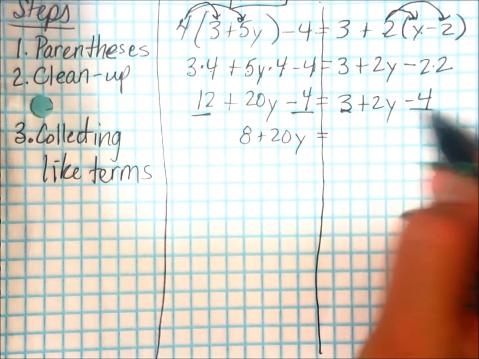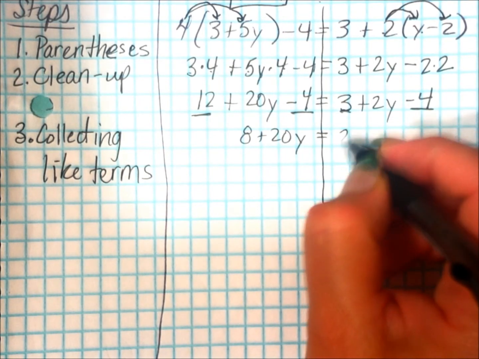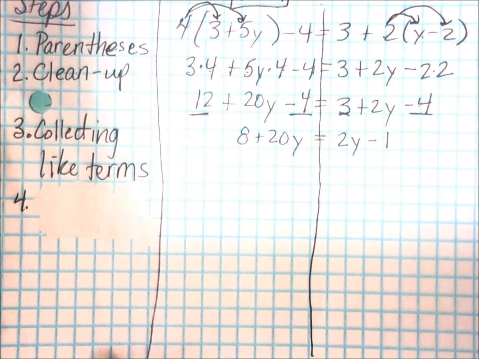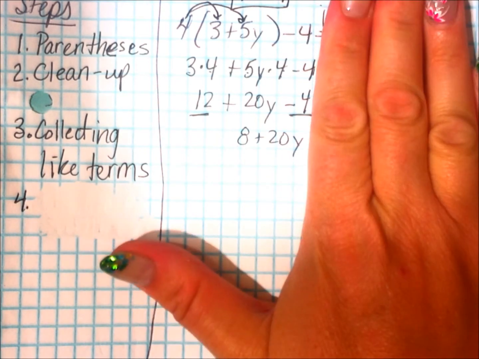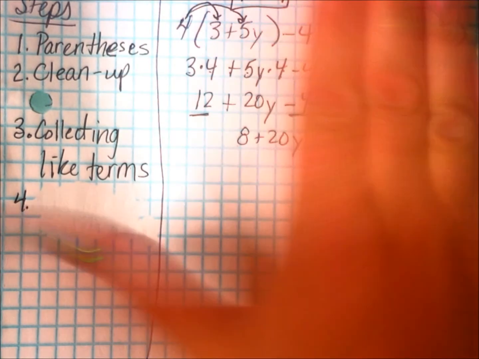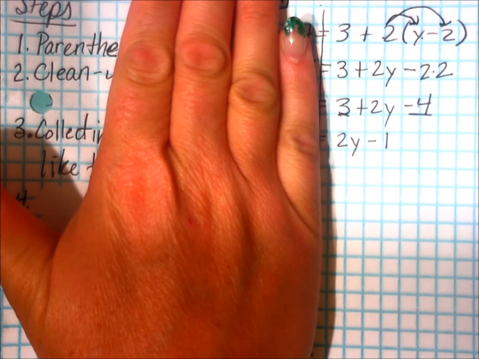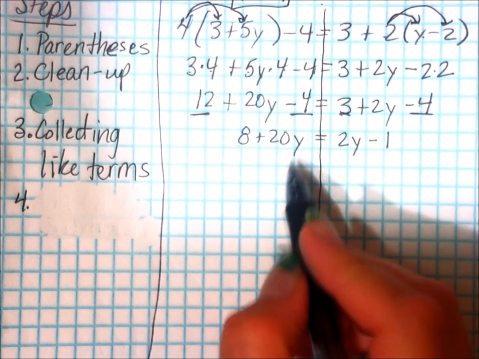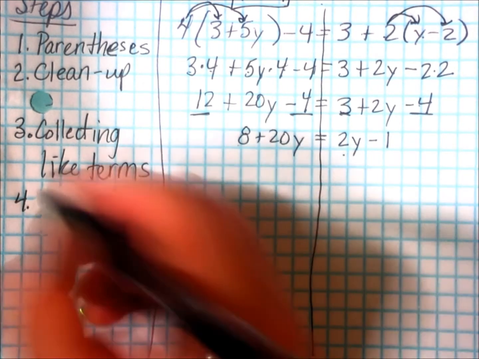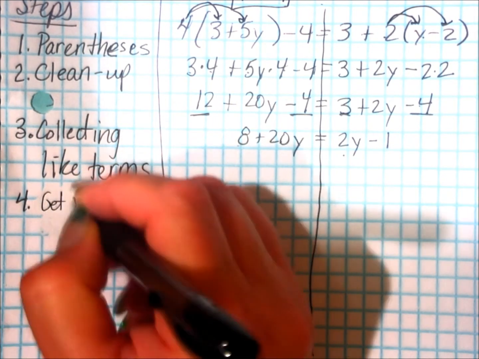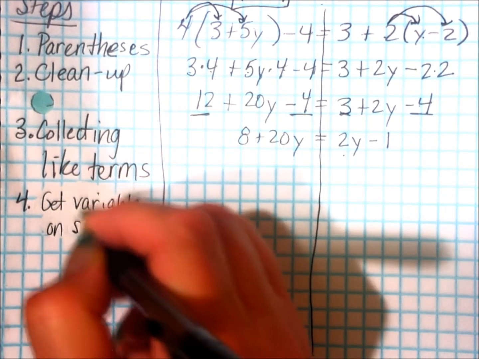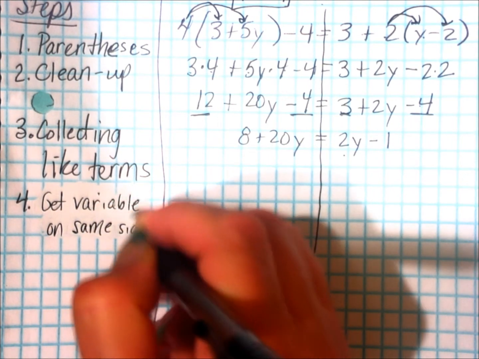3 and negative 4. So I'm going to go ahead and move my 2y down. This should be negative 1. So now that we see there's nothing left to collect on the left side, nothing left to collect on the right side, now we're going to do what we were doing for the first problem today, which is get the variable on the same side.